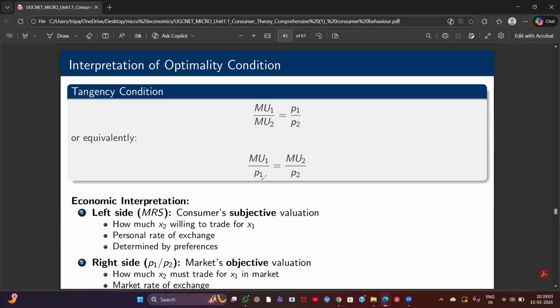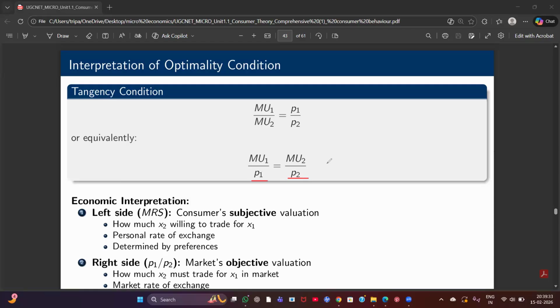This is mu1 by p1. When I spend p1 amount on purchasing the first commodity, I'm getting utility mu1. If I spend 1 rupee on purchasing the first commodity, how much utility will I be getting? That is mu1 by p1. This side simply explains the return of 1 rupee from the first commodity. Similarly, this side explains the return of 1 rupee from the second commodity.